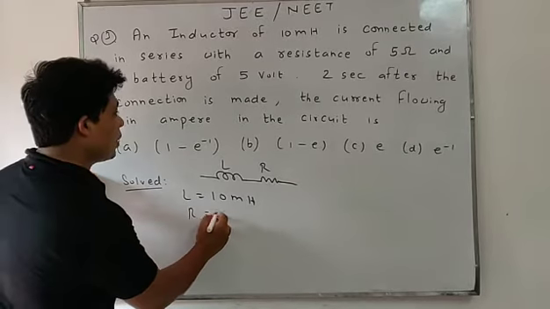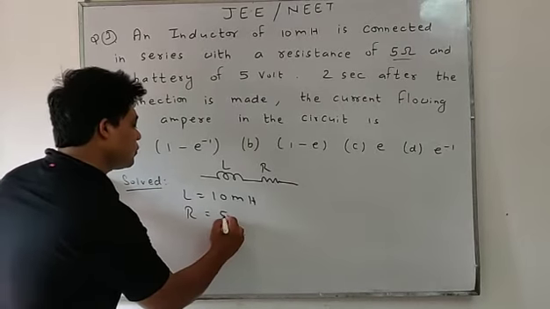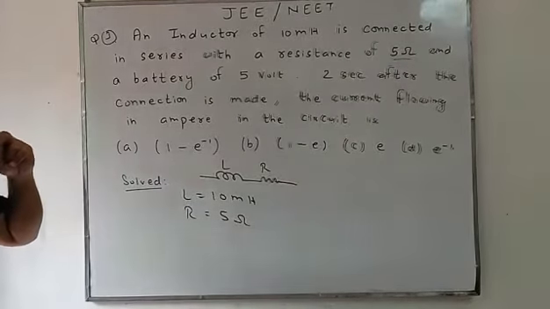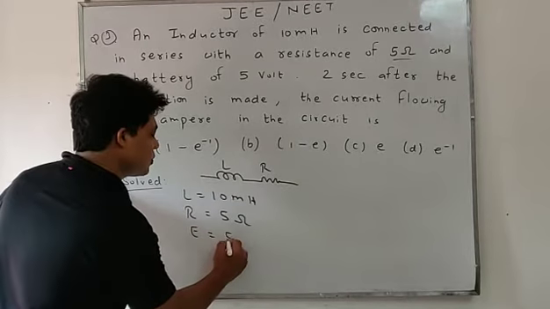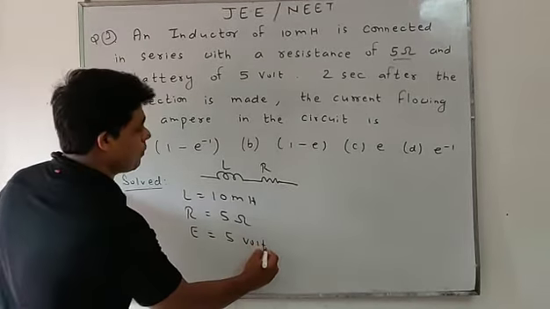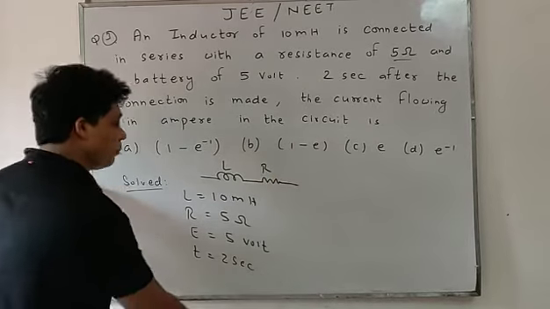R we are given as 5 ohm, so we can write 5 ohm. Now students, the EMF of the cell is given as 5 volt, and the time is given as 2 seconds.